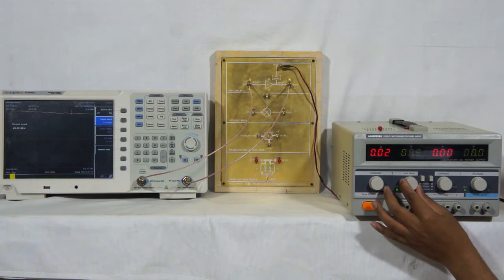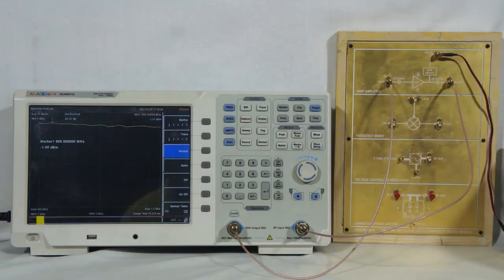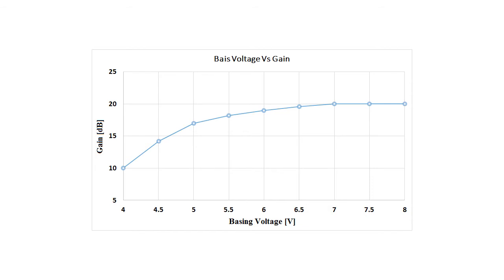Keep on increasing the bias voltage in steps of 0.5 volts up to 7.5 volts. You will see the gain of the amplifier increasing. Plot the graph of bias voltage versus gain. You will see the gain of the amplifier increasing maximum up to 20 dB, after which it will reach saturation.